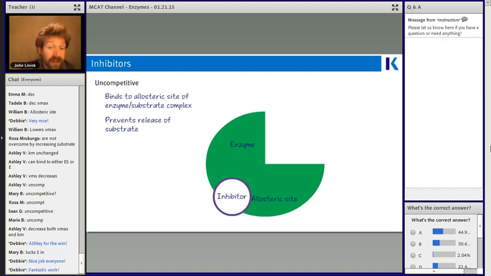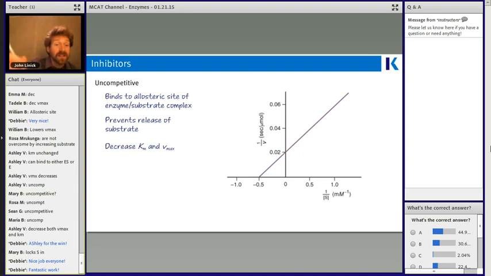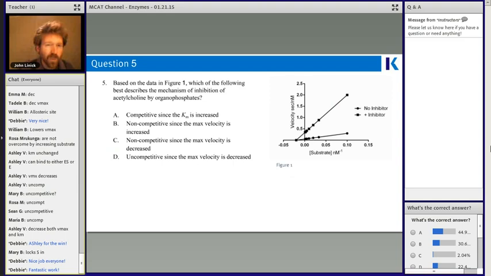So once they're bound together, your inhibitor binds. They are basically stuck that way. So it prevents the release of the substrate. Thus, it decreases Km and Vmax. And so you guys already know the answer to the question. From the graph that we saw before, what kind of inhibitor is this? What type of inhibition is this?